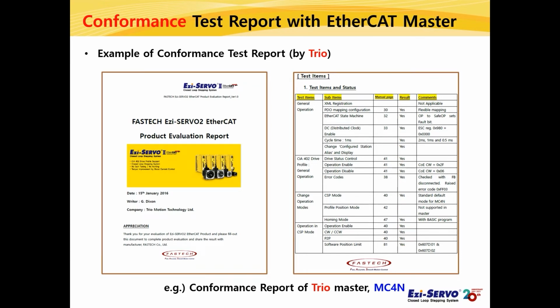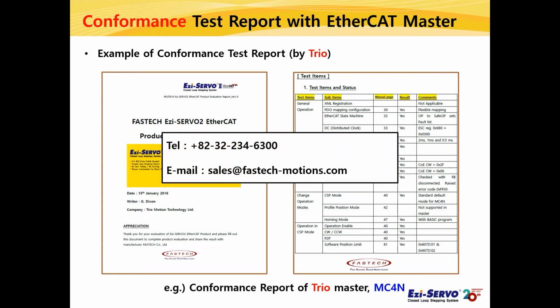Therefore, if this conformance test report is delivered to customers using the Trio Master, they can use FASTECH EtherCAT products without worrying about compatibility. If you need these compatibility test reports, please contact FASTECH Customer Center with this phone number, or sales@fastech-motions.com, and we will send you the report.